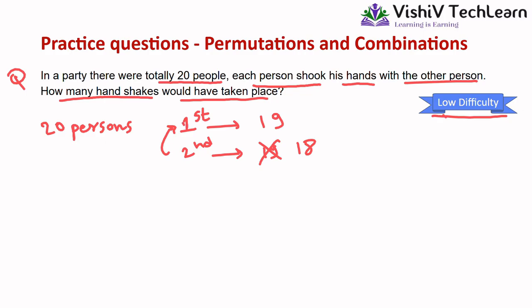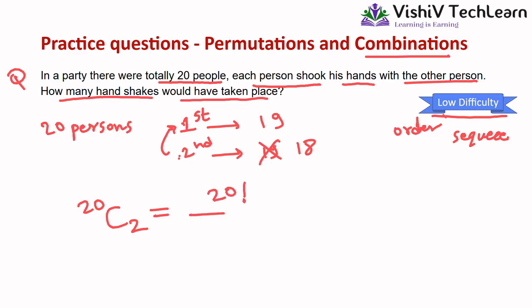The first person shaking hands with the second, or the second with the first, is nothing but the same thing. Correct? So here order will not matter. Sequence will not matter, and that's why it is a problem of combination. In this case 20 persons are there, and out of 20 each time 2 persons will be shaking hands. So 20C2 is the formula, and if we solve it we get 20 factorial upon (20 minus 2) factorial, 18 factorial, multiplied by 2 factorial.